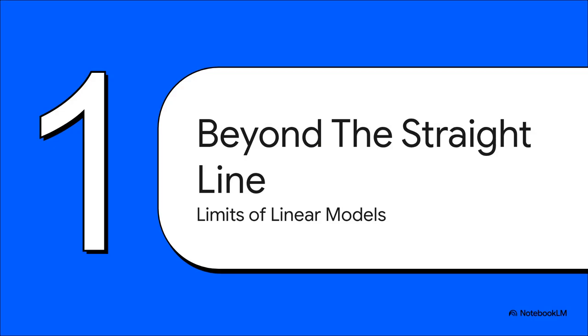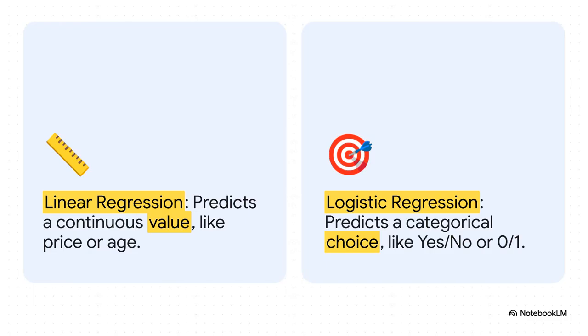Okay, so to get to that answer, we actually have to start with something you might already know and talk about where it falls short. We need to look at the limits of a good old-fashioned straight line. So here's the fundamental difference, right? Linear regression is amazing for predicting a number that can be anything on a scale, like the price of a house. It just draws the best possible straight line through your data. But you can't really use that straight line to predict a simple yes or no, can you? That's a totally different ballgame. It's what we call a classification problem, and it needs a whole different way of thinking.